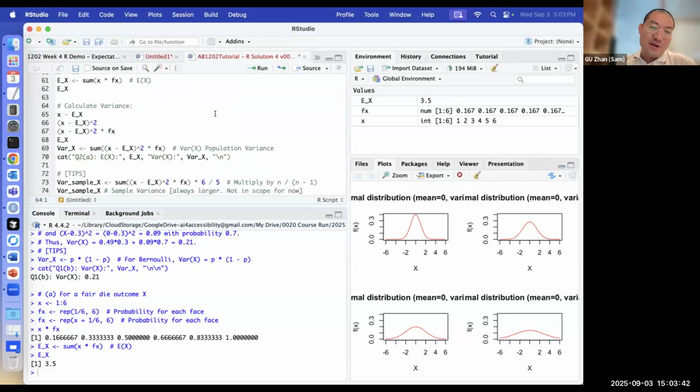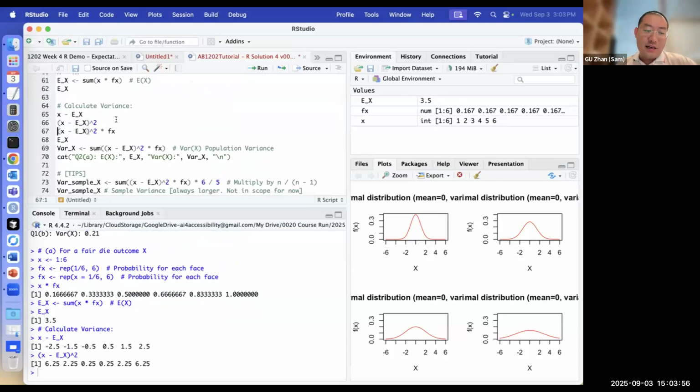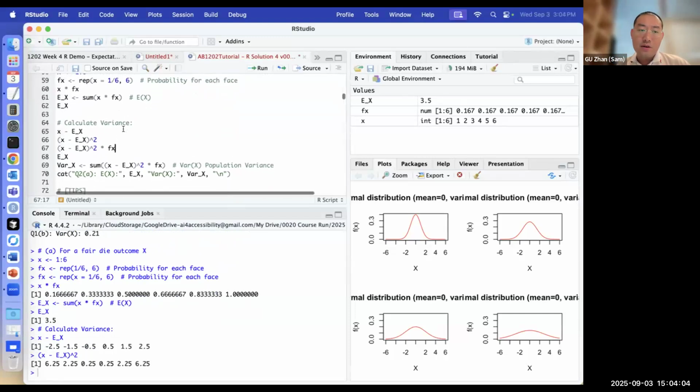So to calculate variance, next is X minus expected X, right? So this is X minus 3.5, and you get another 6 numbers. So it's still a vector. Then square each of the numbers, so negative numbers become positive. Then times the frequency. The frequency is 1 over 6.